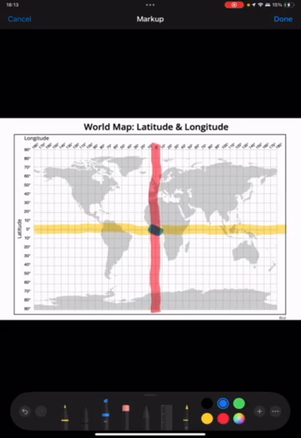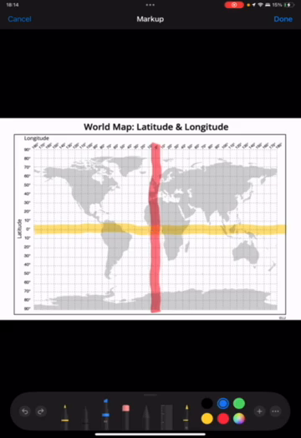And then as you can tell over here, in the upper right, you have 180 degrees east. And then over here, you have 180 degrees west. And then they come together at that location and around Earth, right? Okay, so let me go back a little bit.